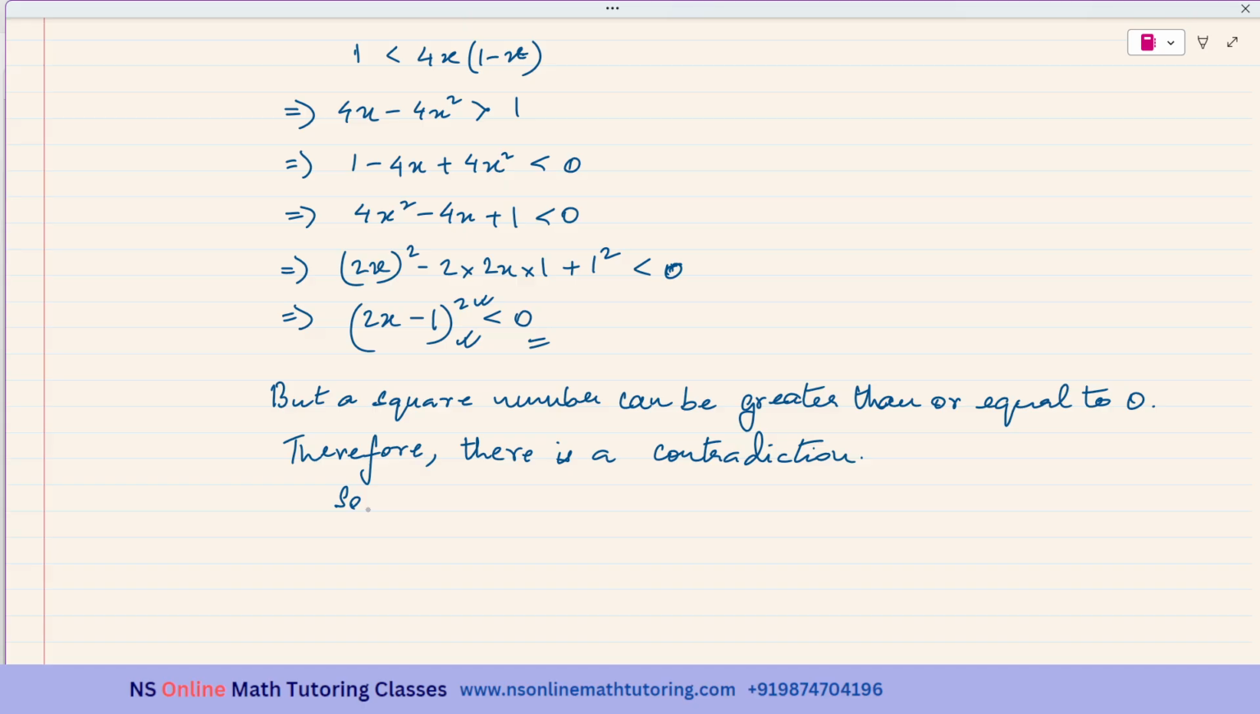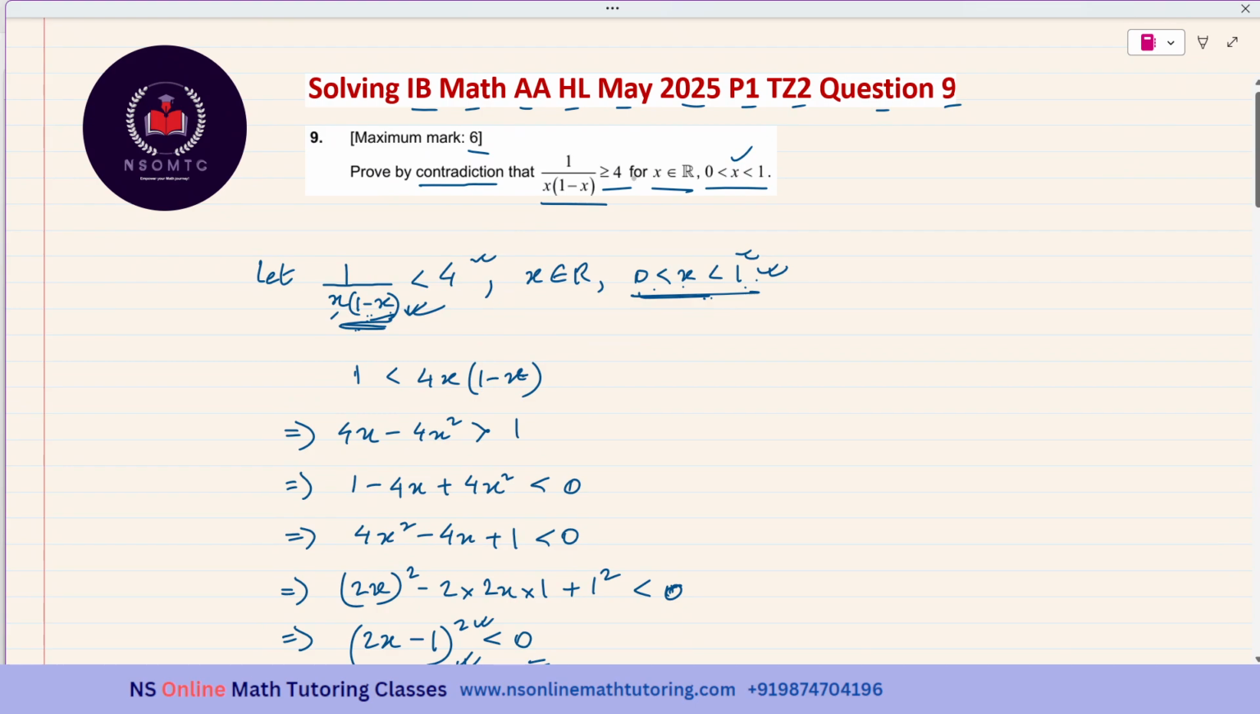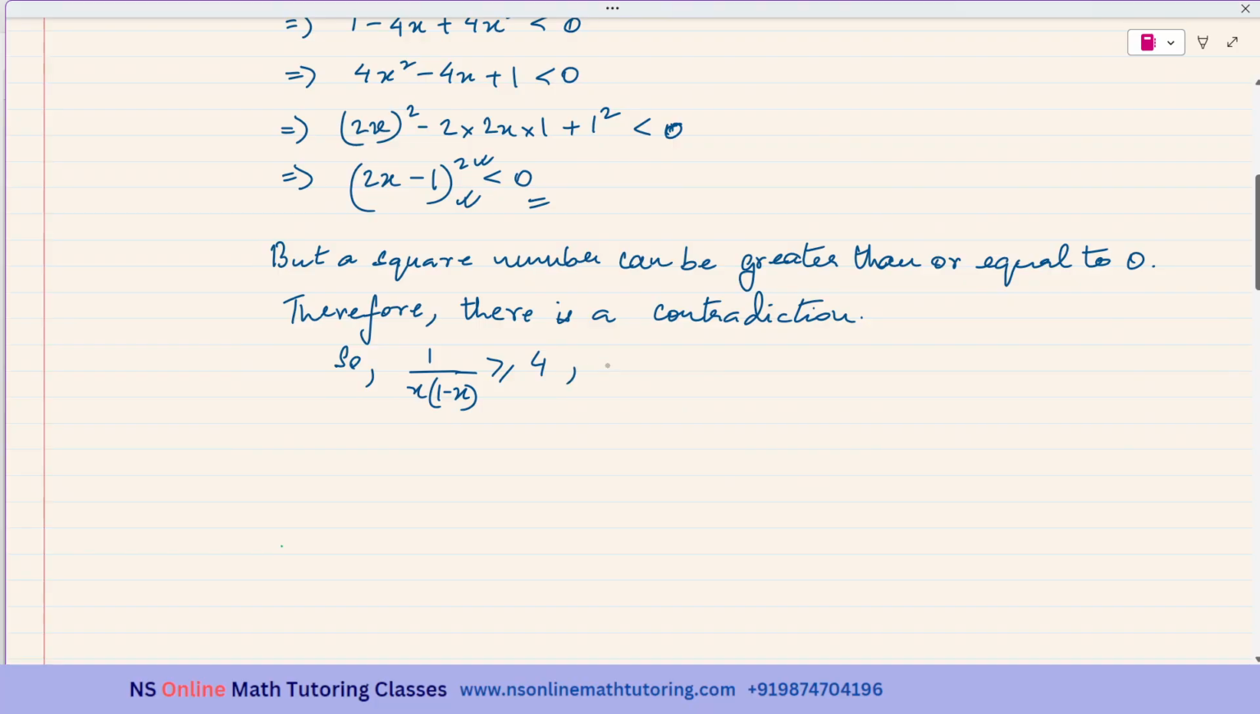So 1 over x times 1 minus x is greater than or equal to 4, for x belonging to the set of real numbers with x between 0 and 1. Okay, proved.